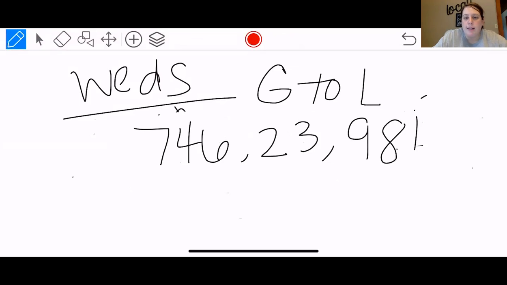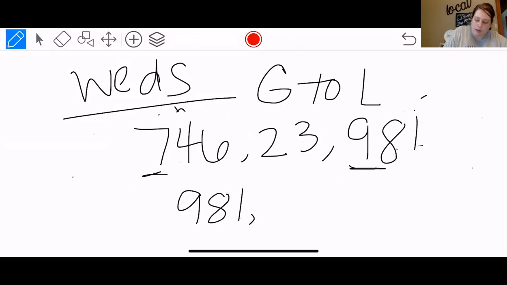So when I'm looking at these, I know that I'm going to look in the hundreds place first. I have a 7 here and a 9 here. I know that 981 is going to be my biggest number. So I'm going to cross it out and put it down. Then I'm left with 746 and 23.